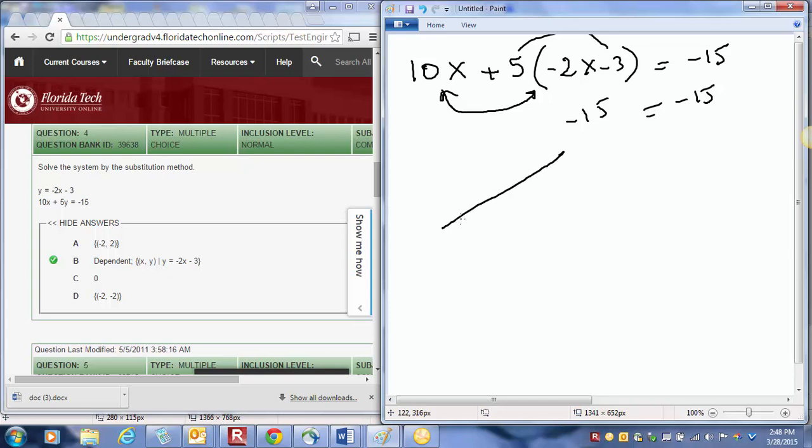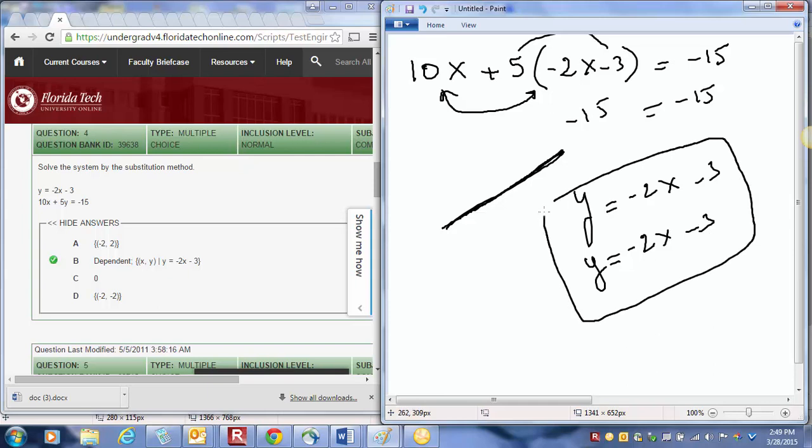When the two lines are on top of each other, how many points of intersection do we have? Infinite points of intersection. You can notice that because y equals negative 2x minus 3. If you solve for y in the second equation, you will get negative 10x divided by 5, also negative 2x, and negative 15 divided by 5 is negative 3. So the two equations are exactly the same.